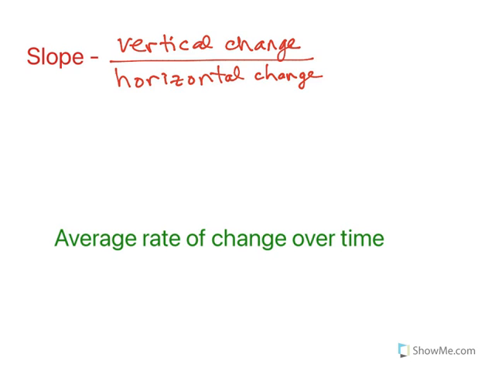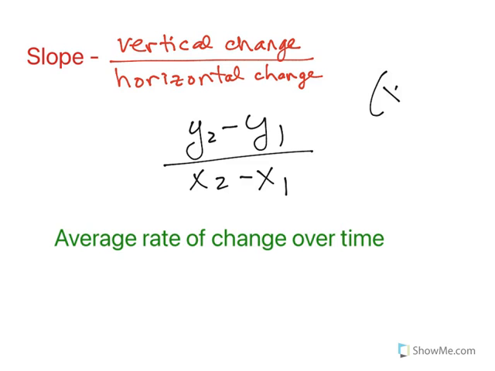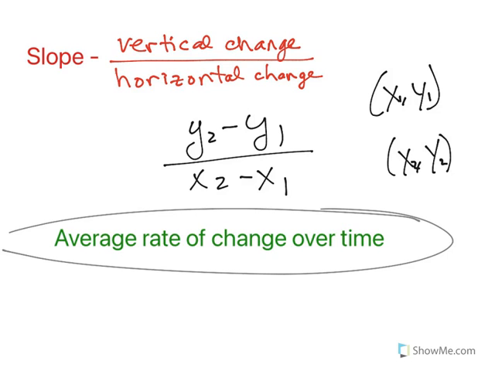Let's refresh first. Slope is the vertical change over the horizontal change, or y2 minus y1 over x2 minus x1. This is if you are given two ordered pairs, right? If we have two ordered pairs, then we say, okay, this can be x1 and y1, this can be x2 and y2. And slope is the average rate of change over time. The key being the average rate of change over time.